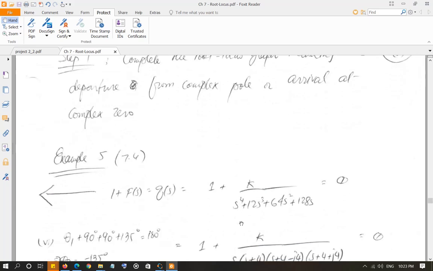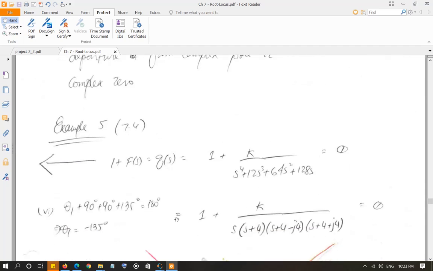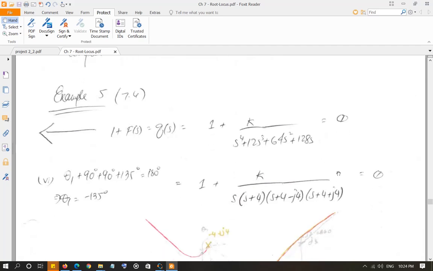So let's look at an example. I think this is either example 7.4 in the book or exercise 7.4, I forgot. So we have 1 plus k over s^4 plus 12s^3 plus 64s^2 plus 128s. That is the denominator of G(s).